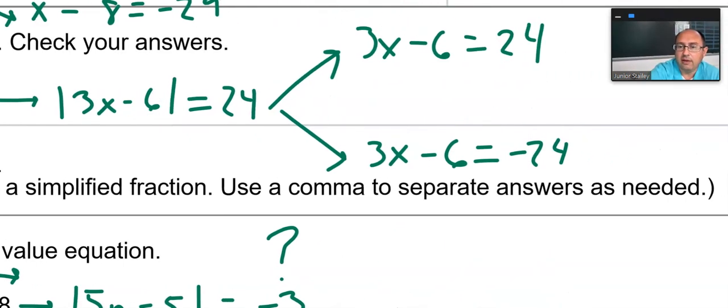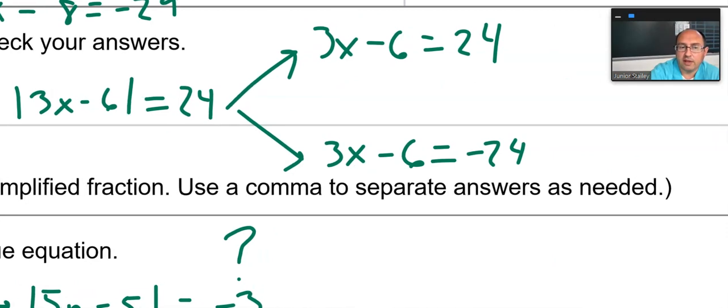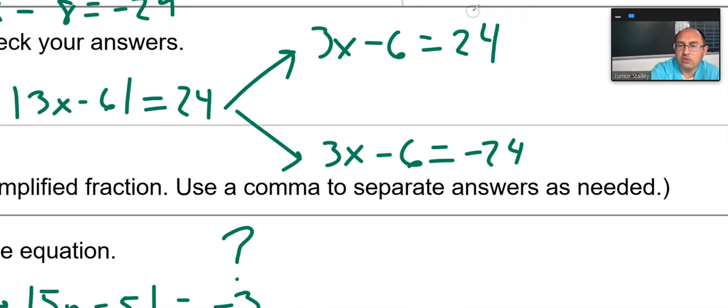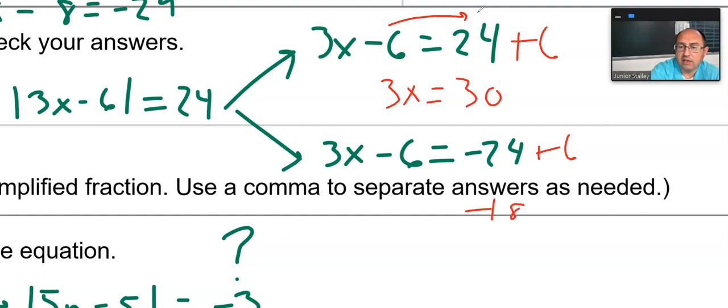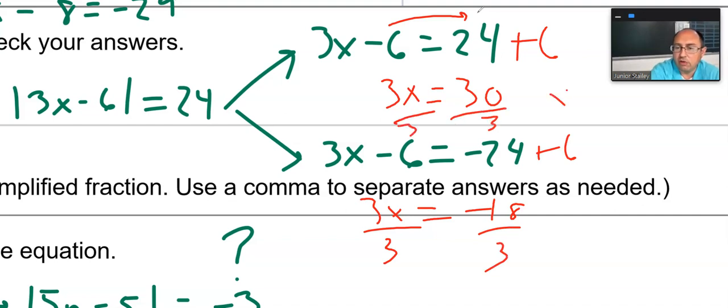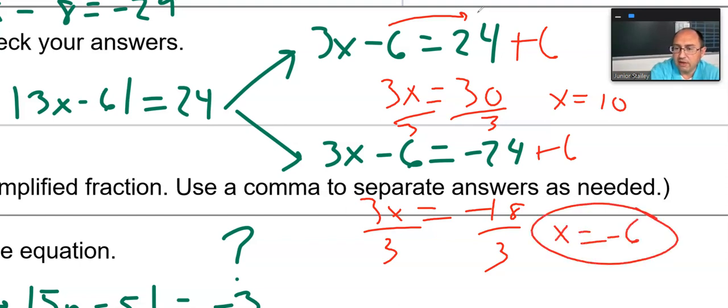Now I can split it up into its 2 equations, one equal to 24 and one equal to -24. And of course I'm going to add 6, so that's 3x equals 30. Let's get rid of that so it doesn't confuse people. We added the 6. That would give me -18 equals 3x. And then, of course, we're going to divide by 3 on both sides. So 10 is one of the answers and -6 is the other answer.